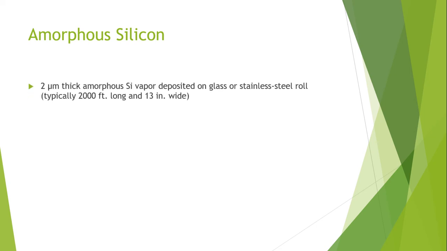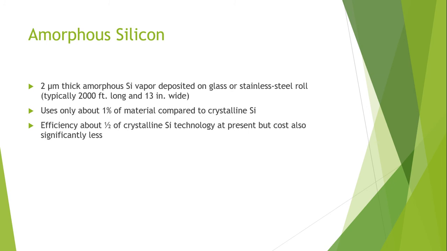So the basic thickness is about 2 micrometers. A thin amorphous silicon layer is deposited on glass or stainless steel. So basically the glass or stainless steel roll is acting as a substrate, and the silicon structure is deposited on this substrate layer. And it uses only about 1% of the material as compared to the crystalline silicon structures, and its efficiency is about half of the crystalline silicon technology at present, but the cost also is significantly less.